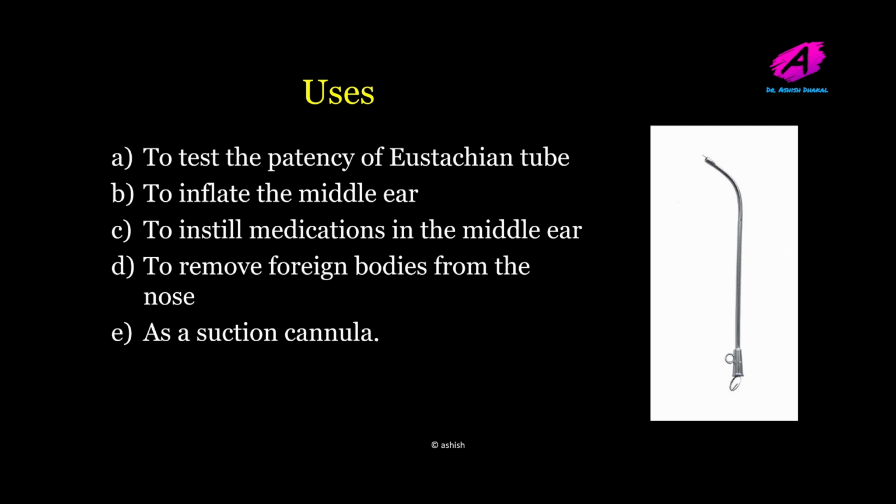The Eustachian tube catheter is used to test the patency of the Eustachian tube, to inflate the middle ear, to instill medications in the middle ear, to remove foreign bodies from the nose, or it can also be used as a suction cannula.